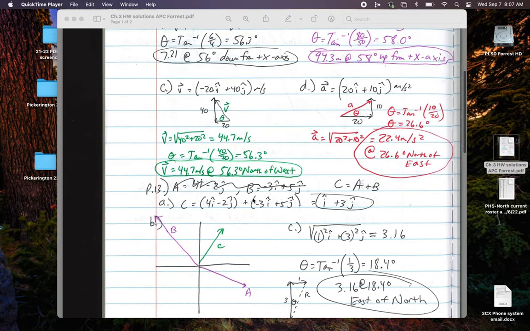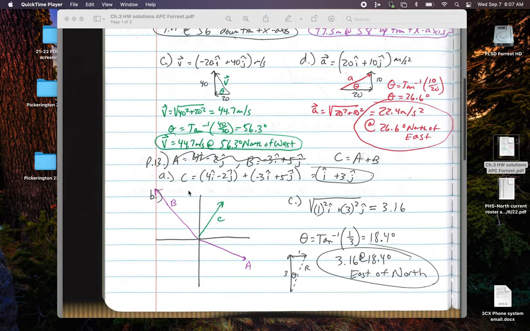For this one, sorry about the scratch out. This was A and B. I thought I had read the wrong problem, was going to start again, but I had read the right problem. So it says A is 4i hat minus 2j hat. B is negative 3i hat plus 5j hat. It's asking to write this in terms of unit vectors, what the result would be, and that's 1i hat plus 3j hat.